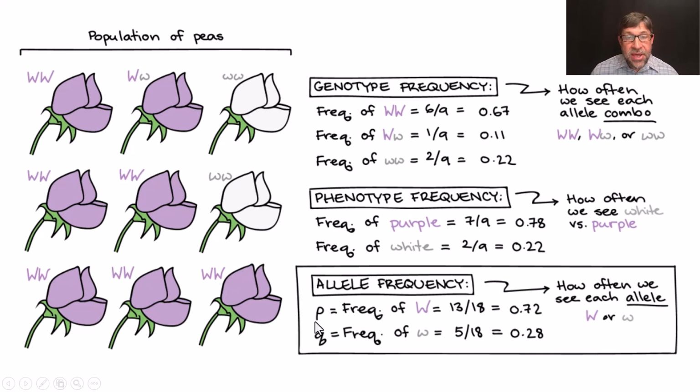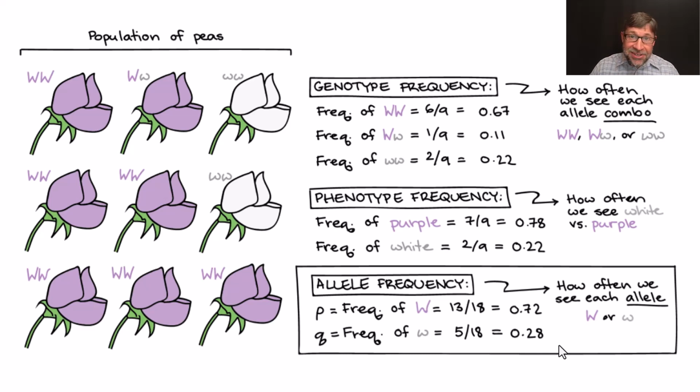Again, that is p. p is the frequency of the dominant allele. Likewise, if you count up the little w's, the recessive alleles, 5 out of 18, or 28%, are recessive alleles, and that is denoted with q. Notice p plus q, 0.72 plus 0.28, equals 1 because it's a two-allele system.